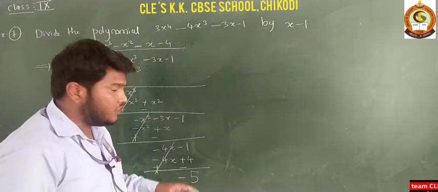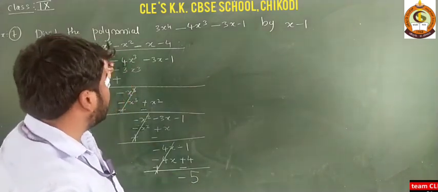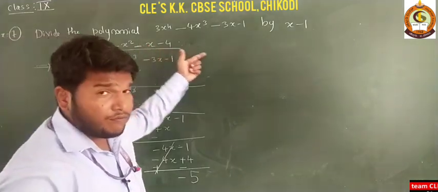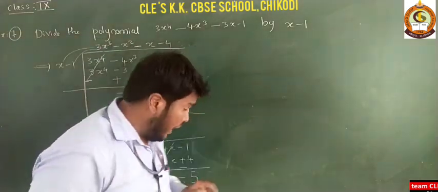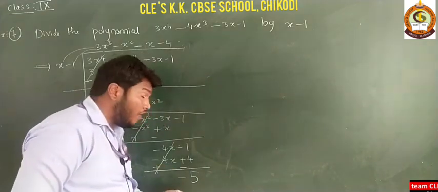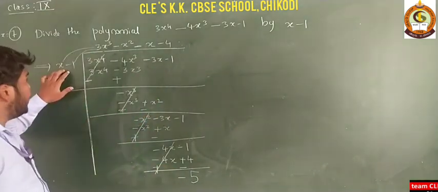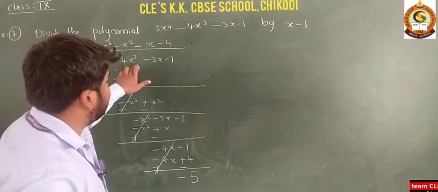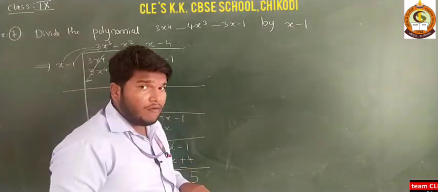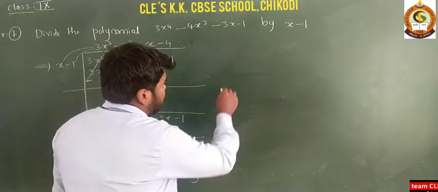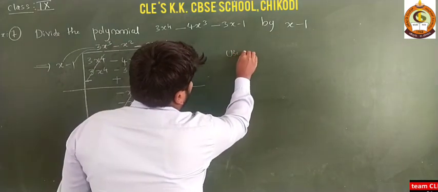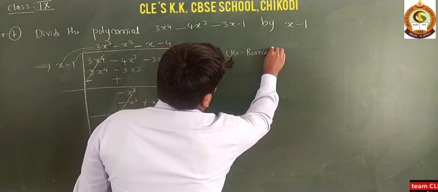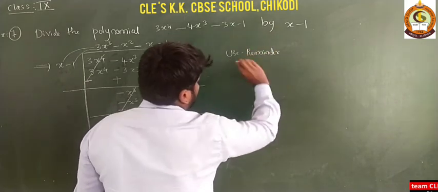This is by the long division method. You got the quotient as 3x cube minus x square minus x minus 4. So this is your quotient, and the remainder you got is minus 5, the divisor is x minus 1, and the dividend is 3x raised to 4 minus 4x cube minus 3x minus 1. Now we will use the remainder theorem.